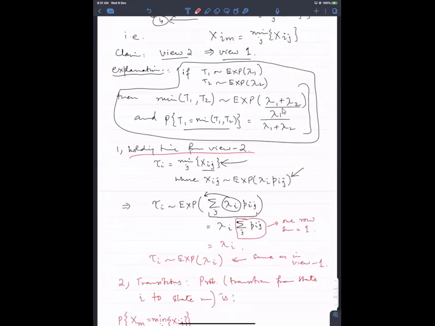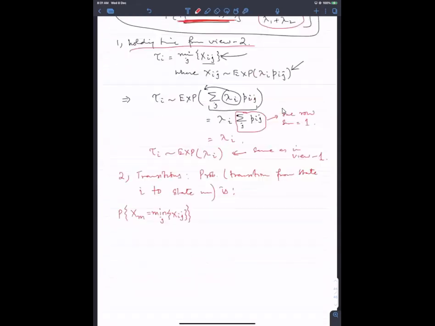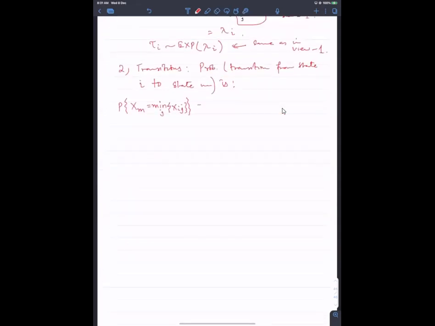Just like we said here, what is the probability that T1 is the minimum of T1 and T2, both exponential. So this was simply lambda 1 over lambda 1 plus lambda 2. Okay. Generalizing, this would be lambda I P_IM divided by the summation over J of lambda I P_ij.